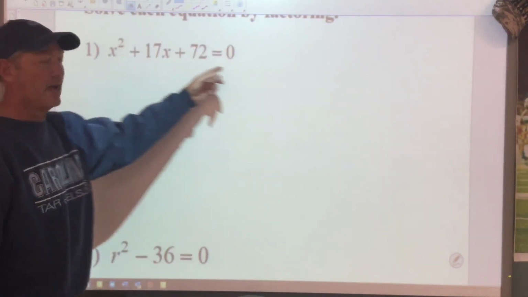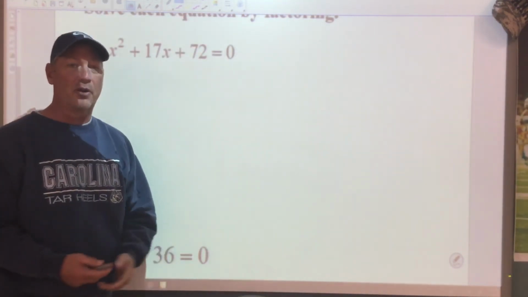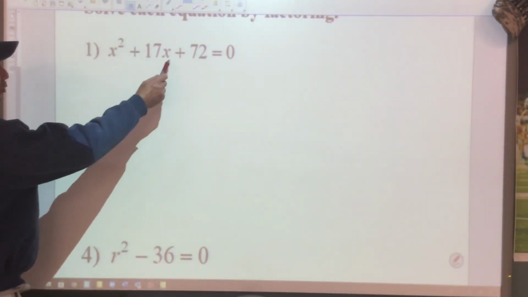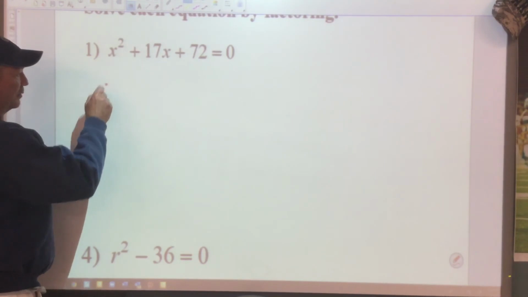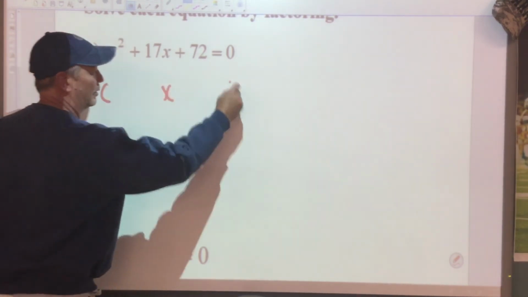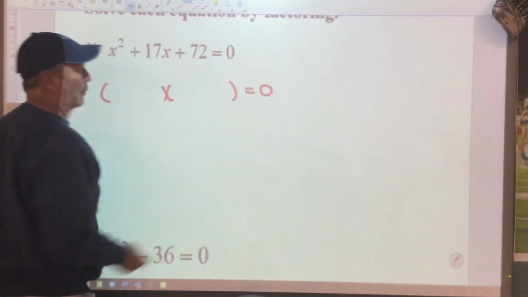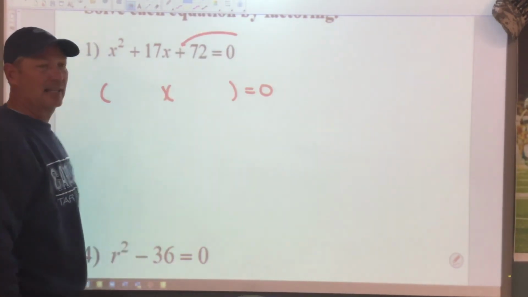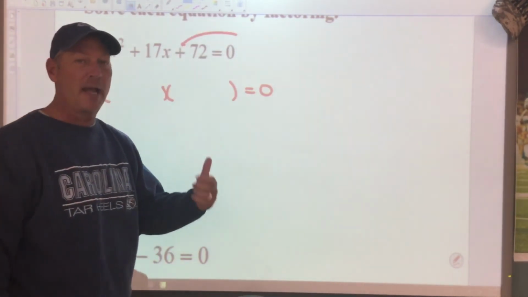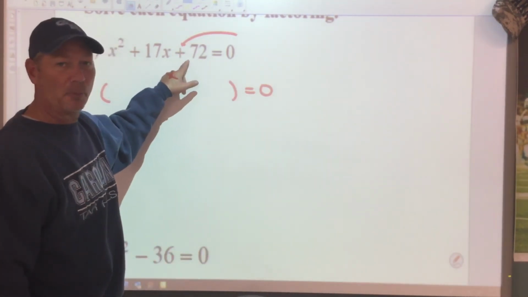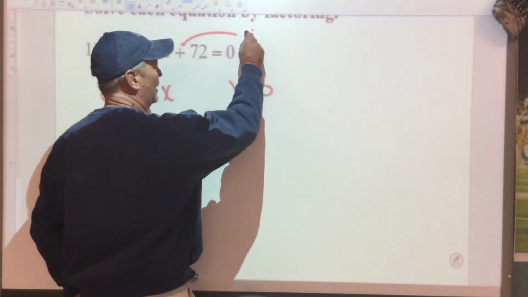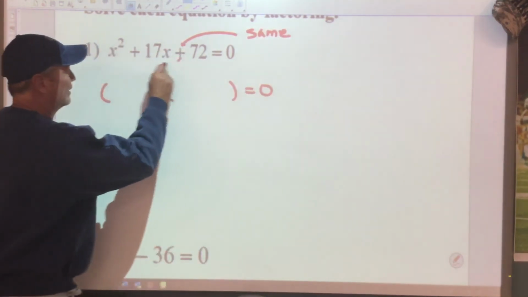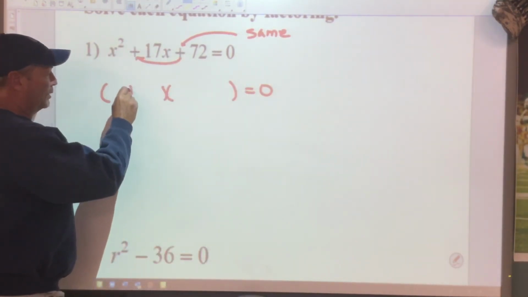All right, so now we have a trinomial. We're going to factor our trinomial. So we're going to go to two parentheses. I'm going to ask you to look at the back sign. The back sign is a plus sign. Remember how we factored? If this is a positive or a plus 72, that means my signs will be the same. And in this case, they're both going to be pluses.